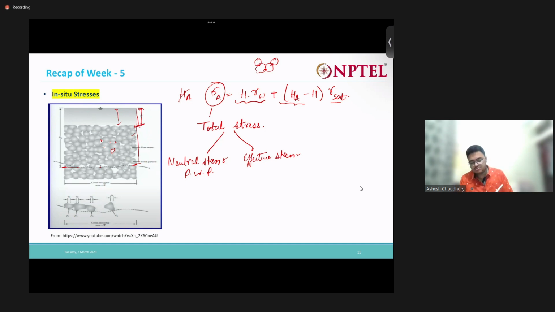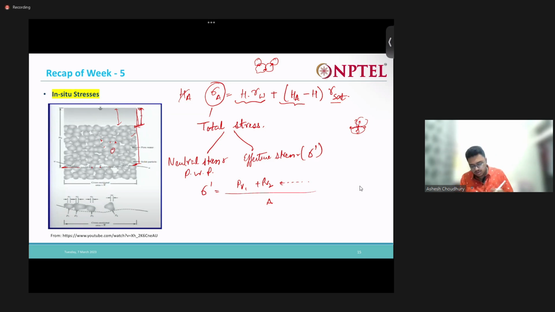So what is my effective stress? This effective stress is nothing but what happens at all these points of contact. See, say this is the point of contact of two grains, right? There is some stress. The vertical components of all these stresses, summed up and divided by the area, will actually give us the effective stress.